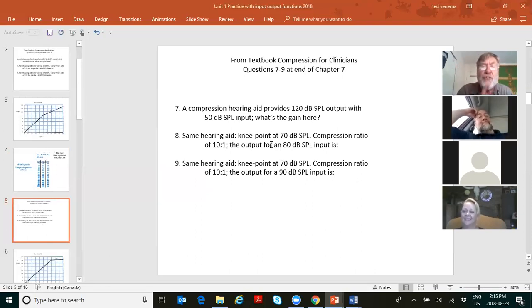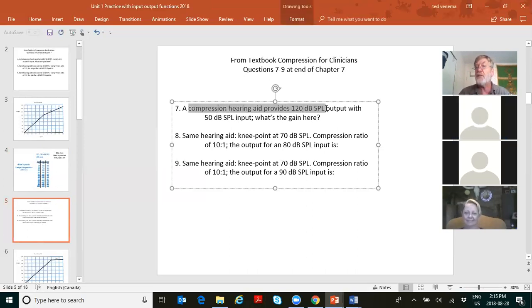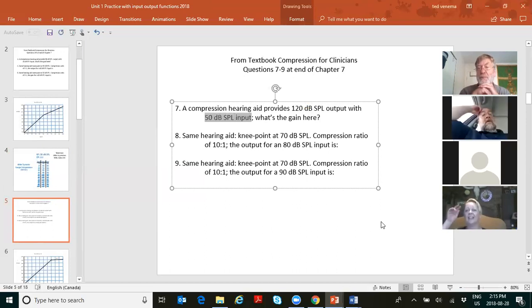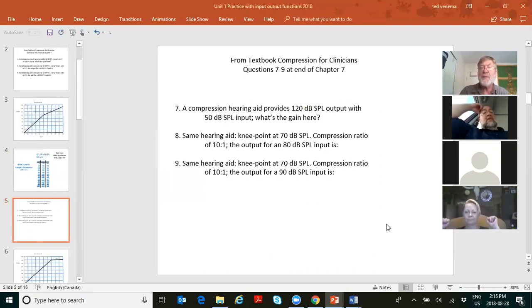Okay, so question 7. A compression hearing aid provides 120 dB SPL output with 50 dB SPL input. What's the gain? It's always the difference between input and output. What's the gain? 70? 70, correct. Okay, great. So the same hearing aid, knee points at 70 now. Compression ratio is 10 to 1. And let's look at what the output is for an 80 dB SPL input.